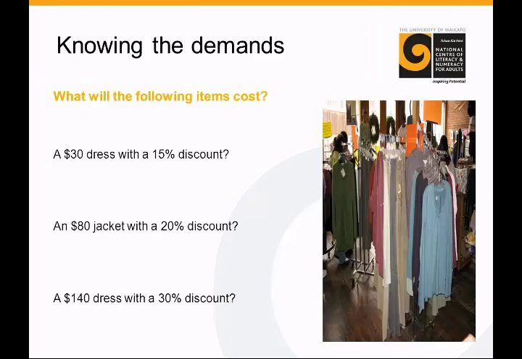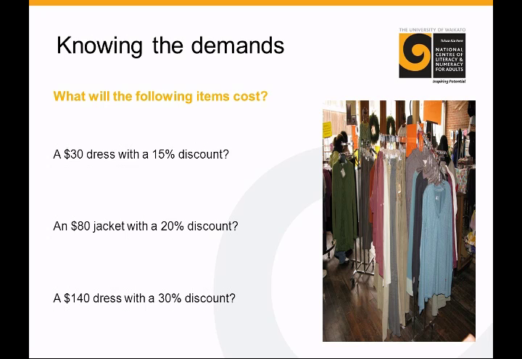In the workshop, we asked people to work out these particular questions and to really analyse their own strategies around how they did it. So what will the following items cost? A $30 dress with a 15% discount, an $80 jacket, 20% discount, and a $140 dress with a 30% discount. And the idea was that these reflected the tasks that the employees would be expected to do.